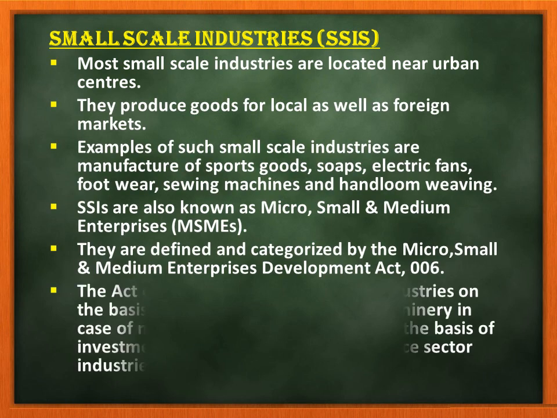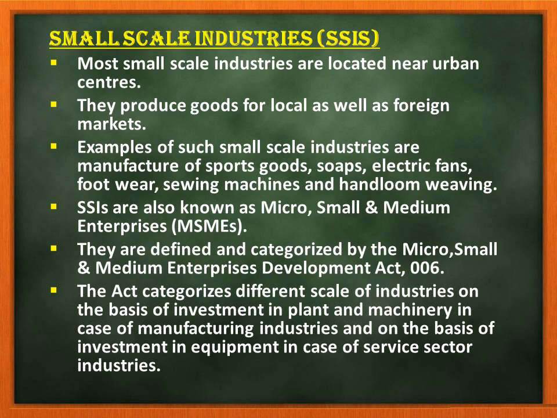Next is small scale industries. Most small scale industries are located near urban centers. They produce goods for local as well as foreign markets. So any industries which are small in size and produce small products are called small scale industries. They produce goods for local people as well as for the foreign markets.